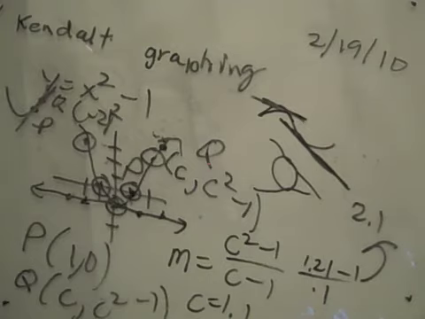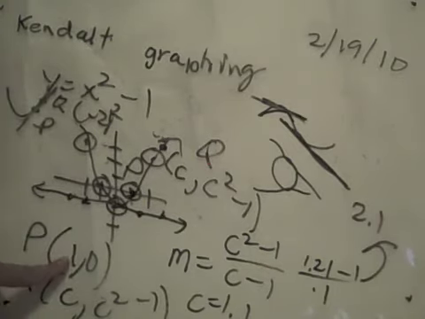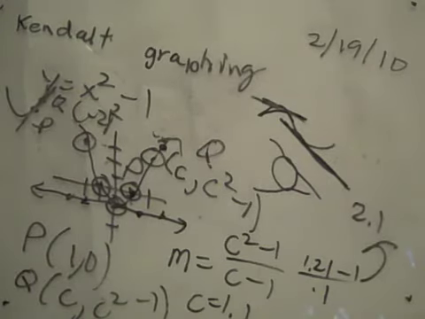So what you want to do is this. You want to keep getting closer and closer and closer to 1. So we want this c to get closer and closer and closer to 1. So let's try 1.01.